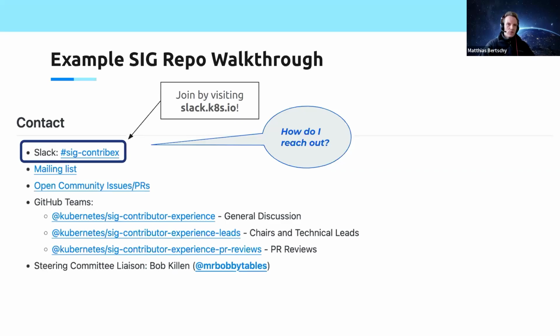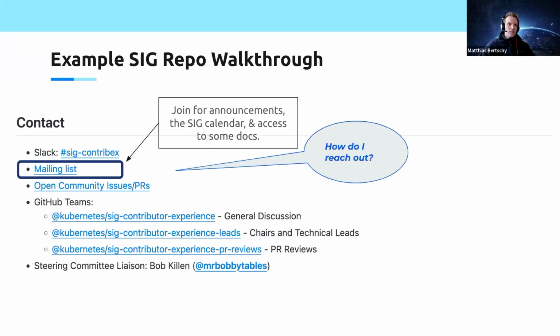And you will also find contact information for the SIG. As I said, some SIGs do a lot of asynchronous communication inside the Slack channel. So again, register yourself in the Slack and join those channels. It's very interesting. Also, each SIG has a mailing list where they send the announcements. And if you join the mailing list, you will get an invite for the SIG meetings so that you will not forget them in your calendar.